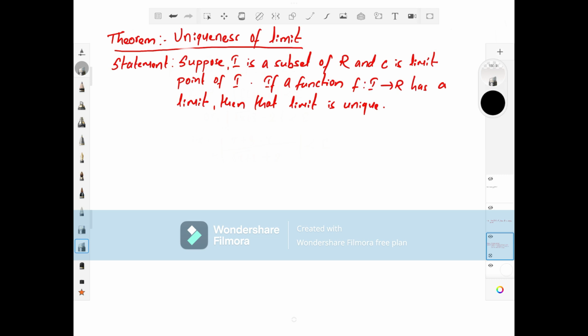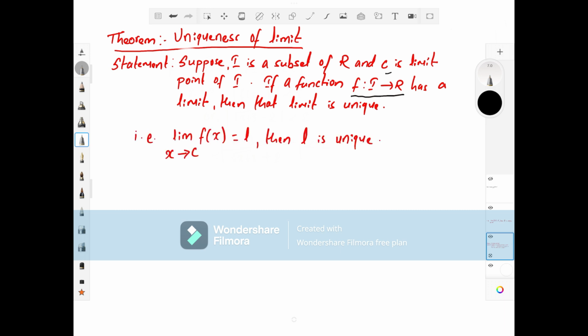Hi everyone. In the previous video, we discussed the epsilon delta definition of limit. Today, using that definition, we will be proving one of the most important theorems of limit called the uniqueness of limit. The statement of this theorem is that suppose some interval I is a subset of real numbers R and c is a limit point of I. If a function f from I to R has a limit, then that limit is unique.